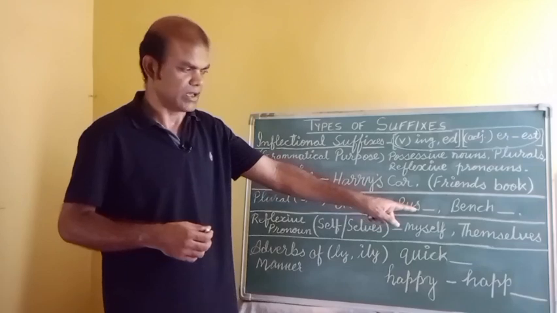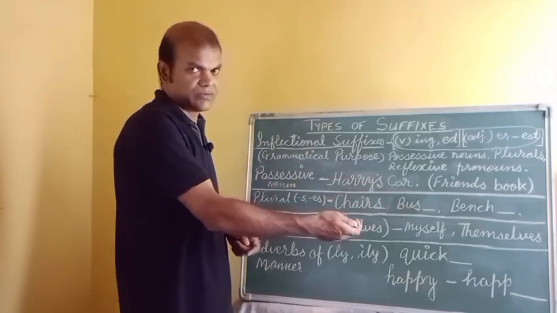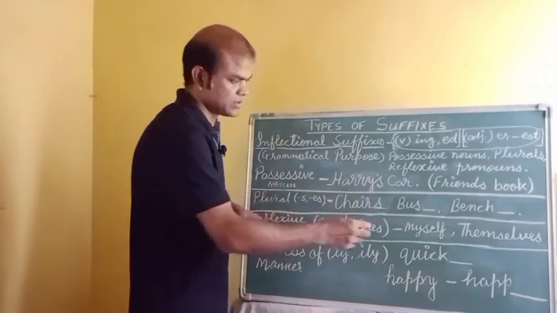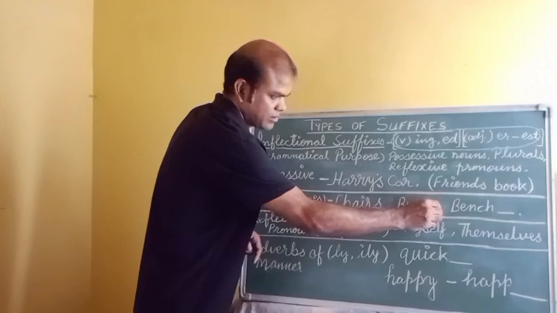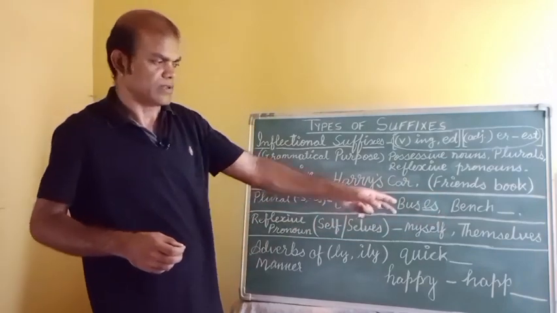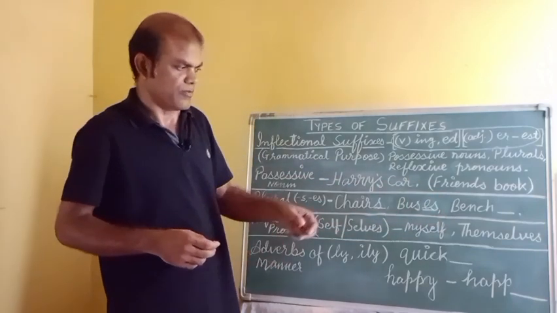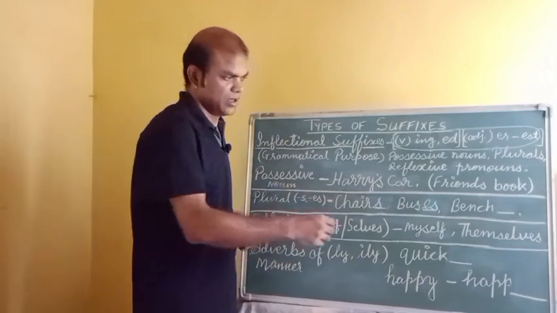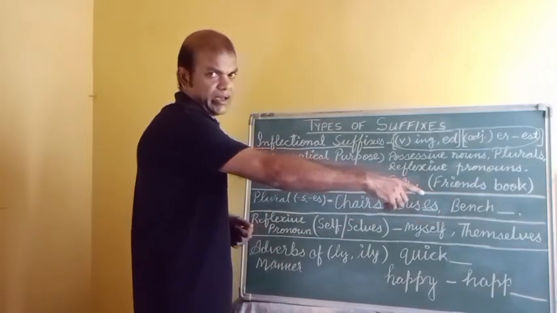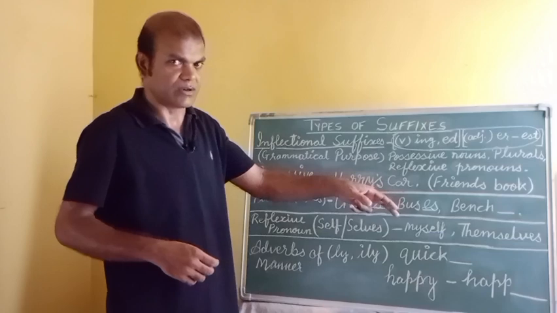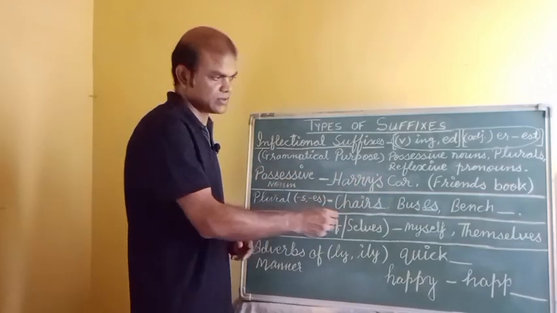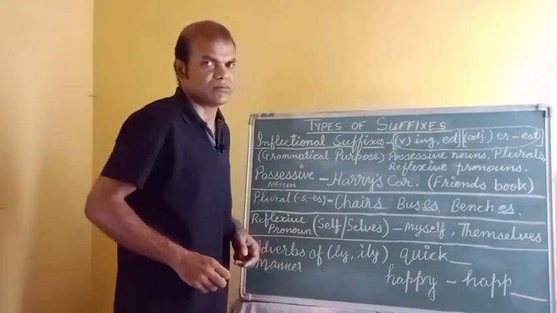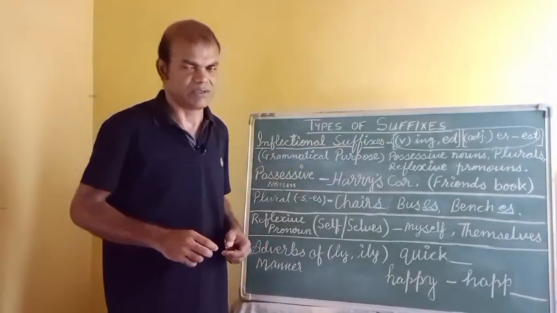Bus. This word is singular, we are going to change it into plural. So we are going to use es at the end of this word. Now why I added es in this word, I will let you know in a moment. Then bench. Bench, to change this singular noun into plural noun, we are going to add es. Now we added es, we got the plural form benches.